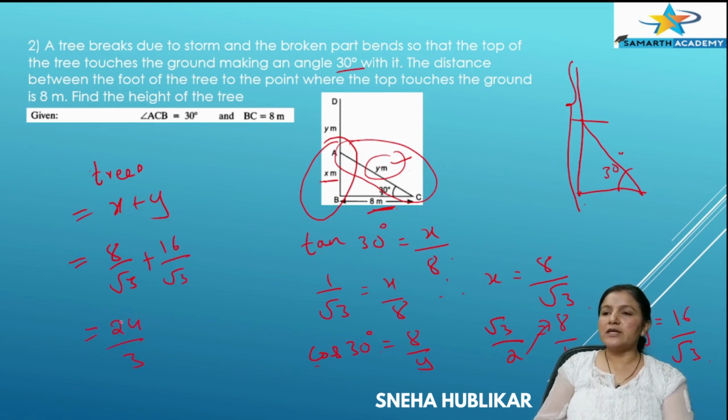Now, here we cannot keep the irrational number in the denominator. So what we will do, we will rationalize the denominator by multiplying numerator and denominator by root 3. Hence we get 24 root 3 by 3. So we'll cancel this: 3 eights are 24. Hence 8 root 3 is the height of the tree. 8 root 3 meters.